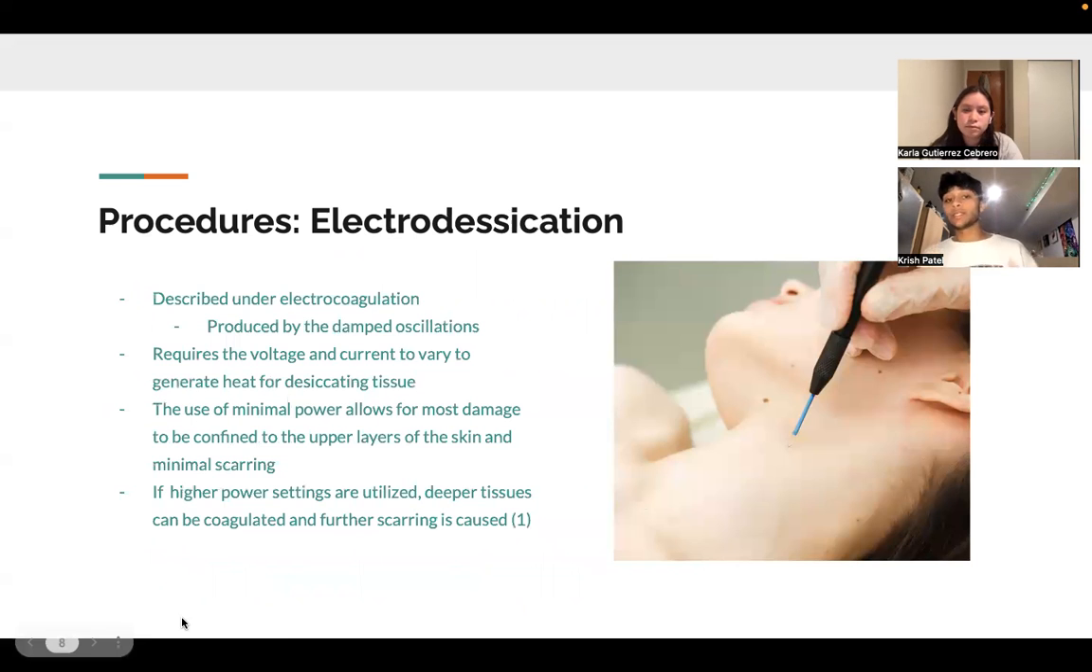Another procedure is electrodesiccation. Now, this was mentioned before under electrocoagulation, and is produced by damped oscillations. Now, this procedure requires the voltage and the current to vary in order for heat to be generated to desiccate and dry the tissue. It involves the use of minimal power to allow for the most damage to be confined only to the upper layers of the skin and permit only minimal scarring. If higher power settings are utilized, however, deeper tissues can be coagulated. However, you run the risk of potential and further scarring.